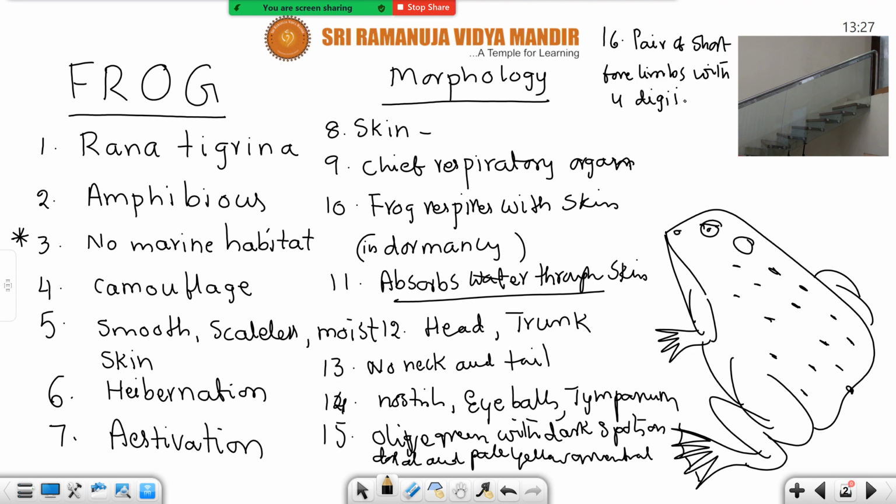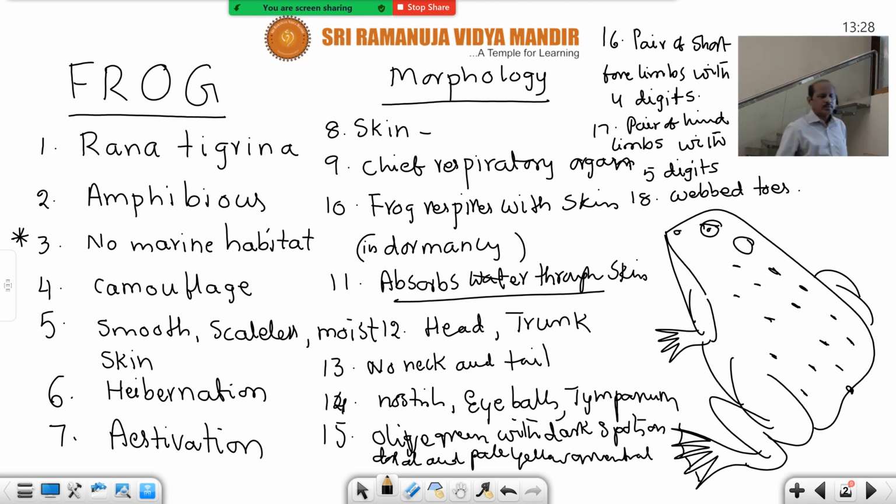Number of digits in the forelimbs: thumb is absent, with 4 digits. Whereas a pair of hind limbs with 5 digits. Here the digit number is changed between forelimbs and hind limbs. Forelimbs have 4 digits, tetradactyl, and hind limbs have 5 digits, pentadactyl, with webbed toes present on the hind limbs. Whenever you say toes, it refers to the hind limb, for swimming purpose.